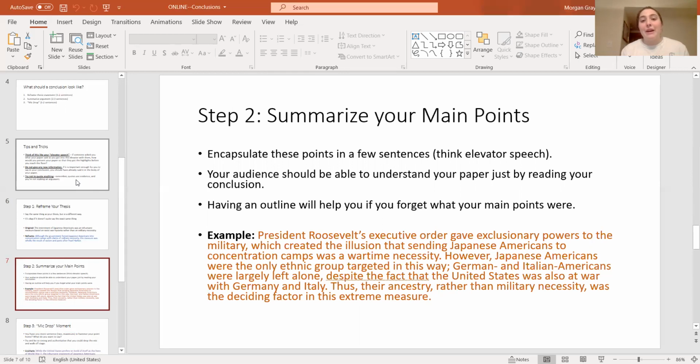As I said earlier, having an outline will help if you forget what your main points are. Sometimes you've been so into the weeds in your paper, you actually don't remember what you wanted to say. Your outline will remind you of those main points. Your topic sentence is a good place to look.